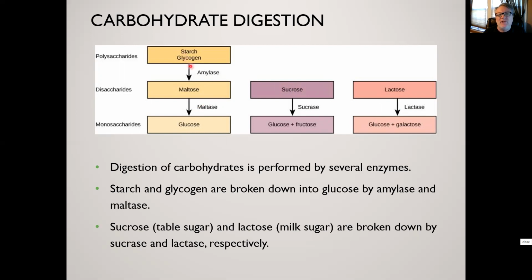The starches and glycogen take much longer to break down, so that process actually begins in the mouth. Finally, we end up with glucose. Maltose will be broken down directly into glucose, sucrose into a combination of glucose and fructose, and then a combination of glucose and galactose coming from lactose. And it's the monosaccharides that are actually absorbed into the body, and in this case, again, directly into the bloodstream, just like the amino acids are.